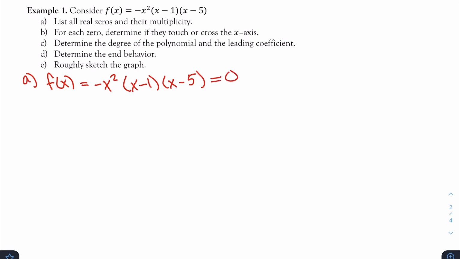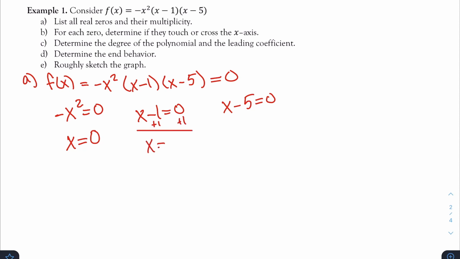So I'm setting it equal to 0. And since it's already factored, just like a quadratic, I can set each individual term equal to 0. That is, I can get negative x squared is equal to 0, x minus 1 is equal to 0, and x minus 5 is equal to 0. If I solve for x on each one, on the left, we can pretty quickly see that we get x is equal to 0. In the middle, if I add 1 to the left and the right, I get x is equal to positive 1. And on the far right, if I add 5, I get x is equal to positive 5. So I have my 3 zeros.